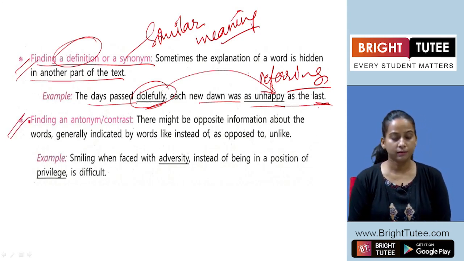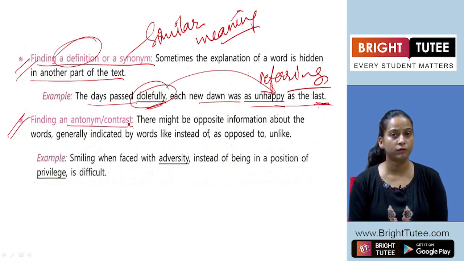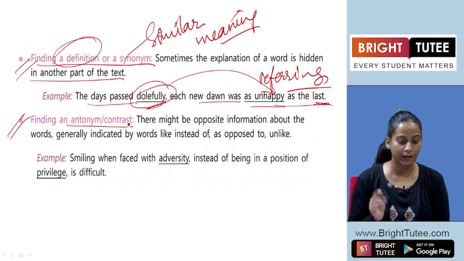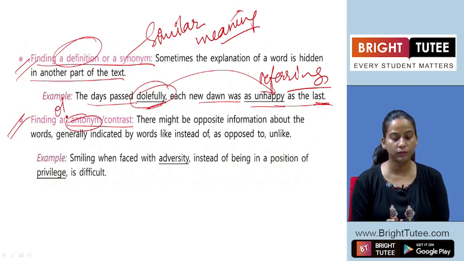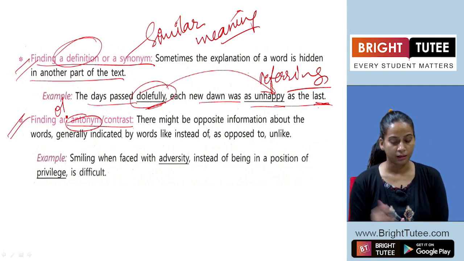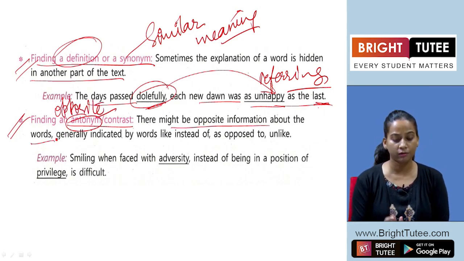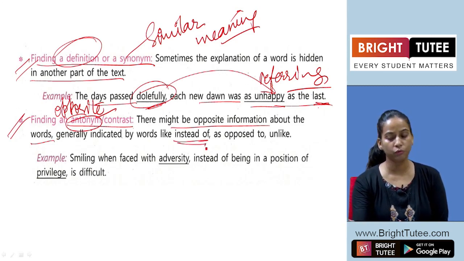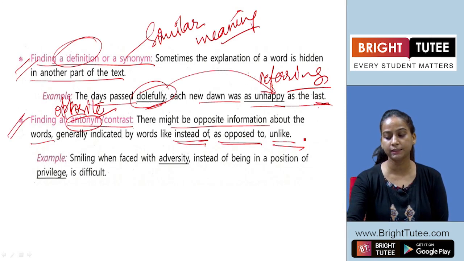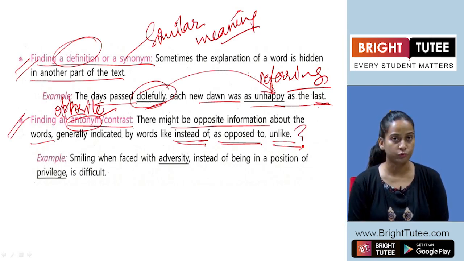Now another technique is finding an antonym or contrast. Synonym means similar words, so antonym is going to be the opposite of that. Finding an opposite word or the contrast of something to understand the meaning of the given text. There might be opposite information about the words, generally indicated by words like instead of, as opposed to, or unlike. These are a few hints that can be used to get the context clue or the meaning of the given text.